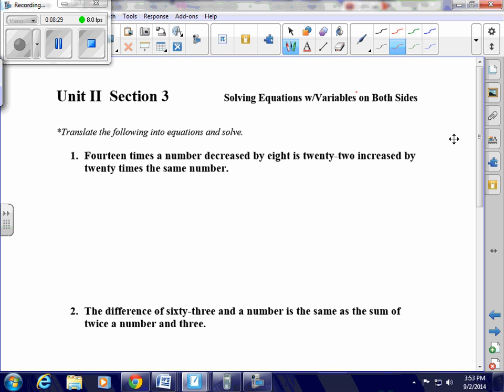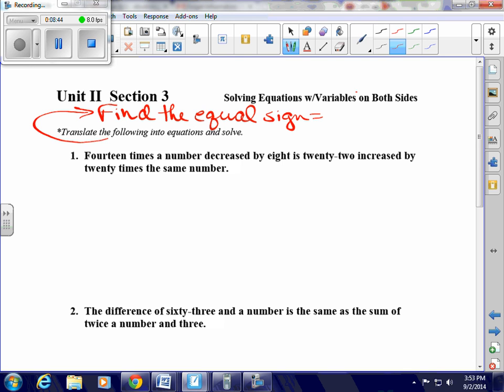Again, solving story problems. Whenever you're translating a sentence into an equation, what are we supposed to find? That's right, we're supposed to find the equal sign. What word are we looking for that's going to be key in finding that? And that's "is," or the phrase that contains "is." 14 times a number decreased by 8 is, well, there it is. There's your equal sign. Let's write an equation. Whatever comes before the word "is" will be before the equal sign. Whatever comes after will be after the equal sign.